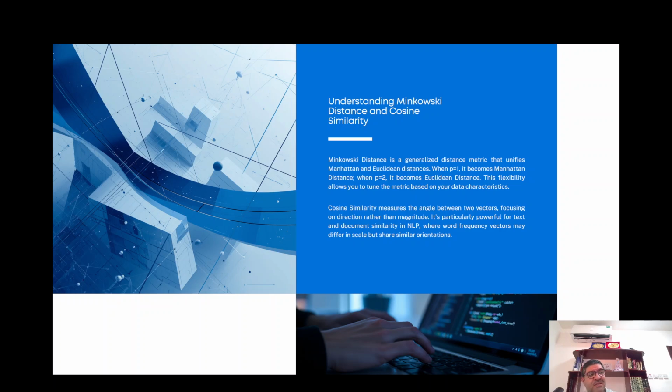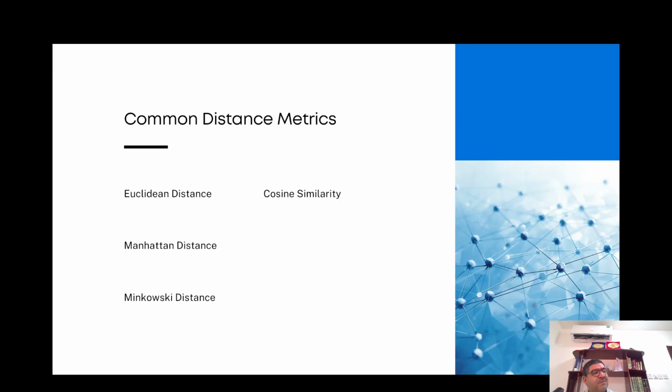If we look at cosine similarity, it measures the angle between two vectors, and it focuses on direction rather than magnitude. It's particularly powerful for text and document similarity in NLP. This is one of the major areas in which it can be used, where word frequency vectors may differ in scale but share similar orientations. Of course, this is not the only problem, but this is one of the major problems where we can utilize this particular cosine similarity.